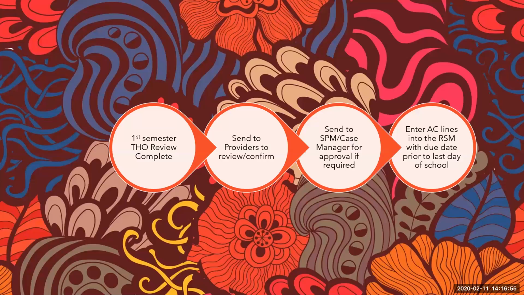Total hours overview, as I mentioned before, it should be done at this point for first semester, or you should be working on finishing it for first semester. I know a lot of first semesters ended the last week of January, so you might just now be getting there. Once you get all your January invoicing in from your providers, go ahead and start doing those total hours reviewed for a full semester to give you a big picture of what the first half of the year looks like. Send it to the providers to review and confirm first.